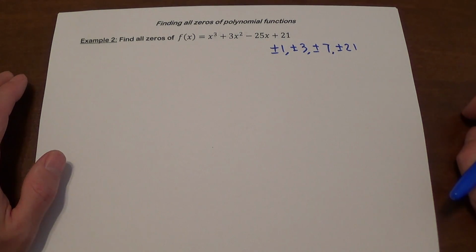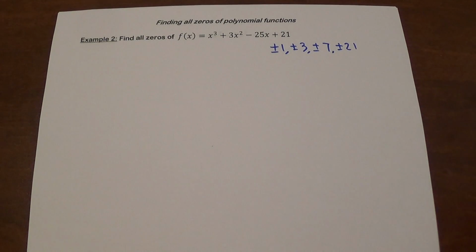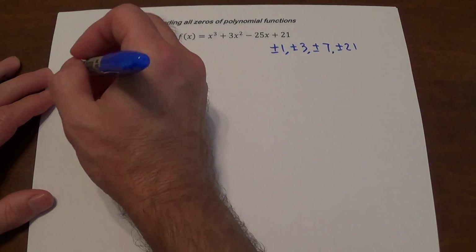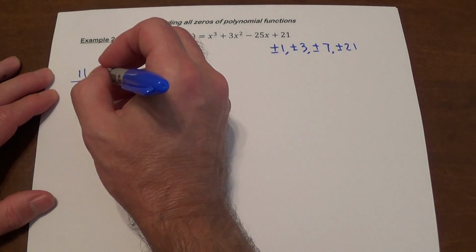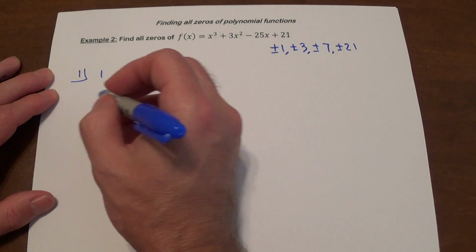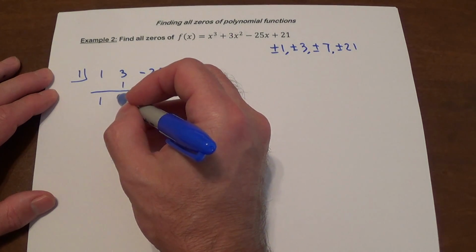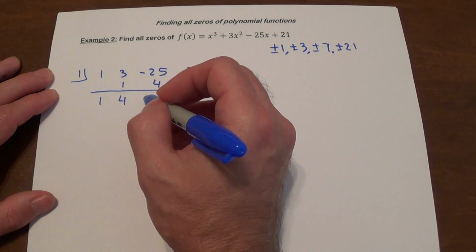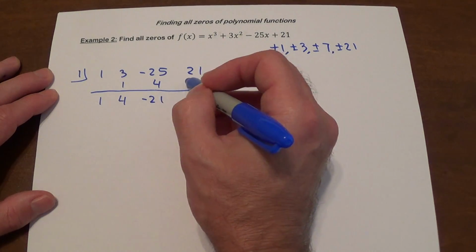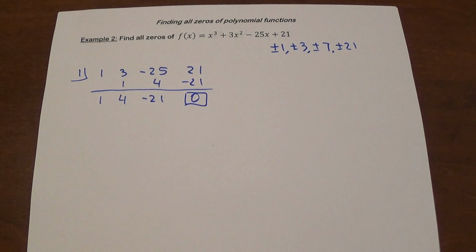As you probably know, because you probably have done this before in the previous work, you don't really know which number is going to work, so you're going to have to try one number, and I'm just going to try 1. See if we get lucky. So 1, 3, negative 25, 21. So 1 comes down, 1, this is 4, 4, this is going to be negative 21, negative 21, 0. Good news. 1 is going to work.